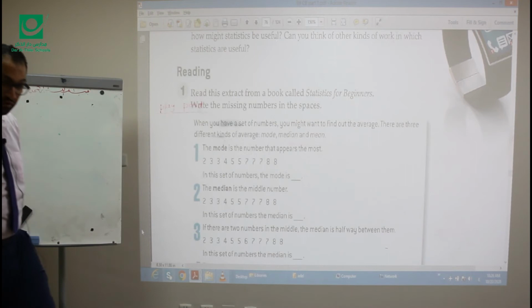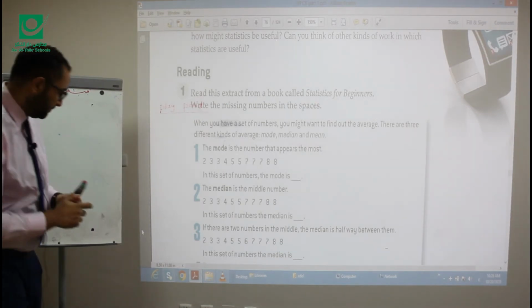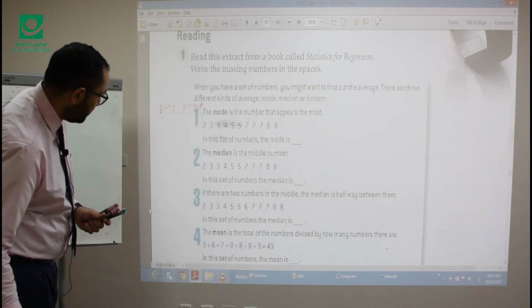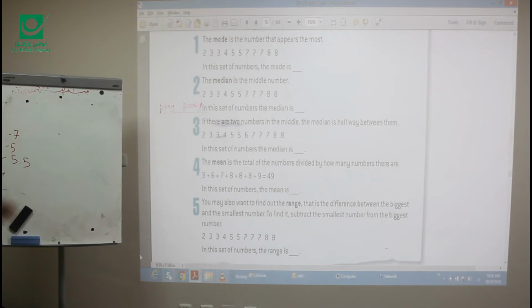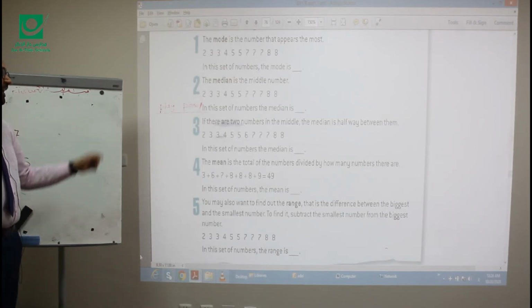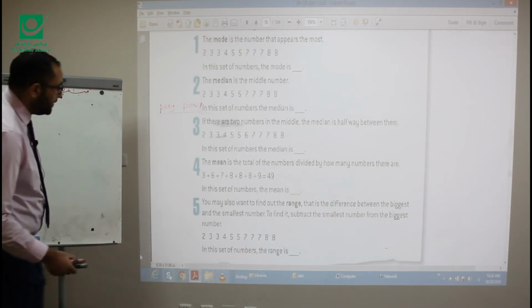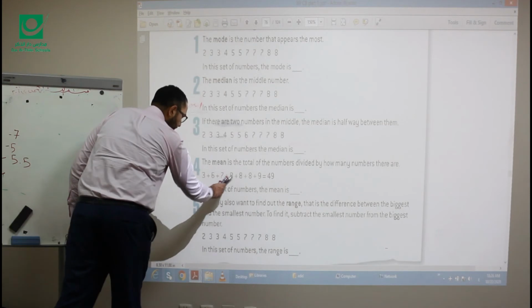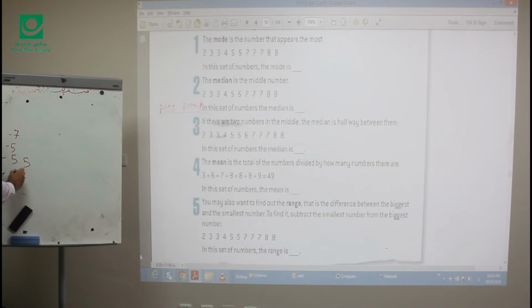I'm going to write it here on my board. Now the third thing, or the fourth maybe, is the mean. And the mean is the total of the numbers divided by how many numbers you have. So if you calculate this, you would find that the addition result is 49. 49 divided by how many numbers you have, so you need to count them, 1, 2, 3, 4, 5, 6, 7. 49 divided by 7 equals 7.